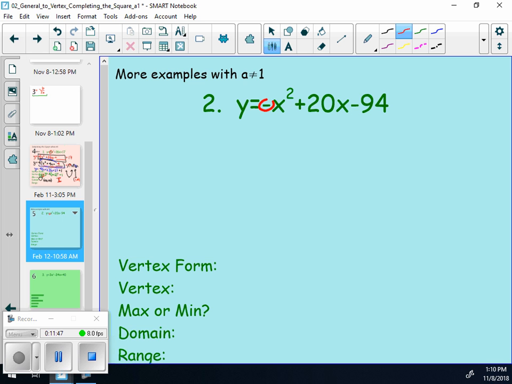So let's just do it like how we did the last one, okay? So for the last one, we said, okay, we have y equals negative x squared plus 20x plus some kind of blank, and then minus our 94.